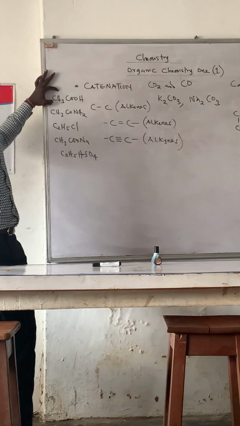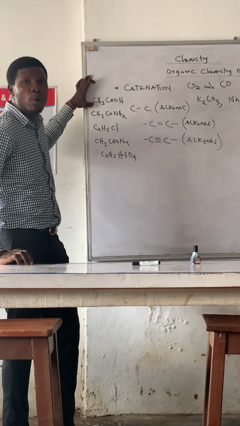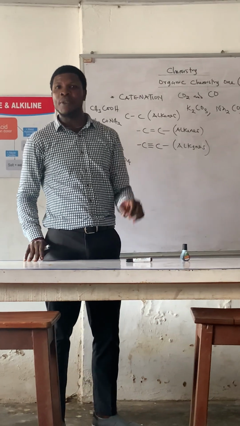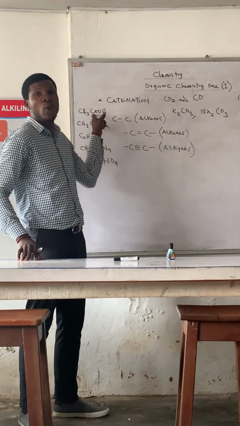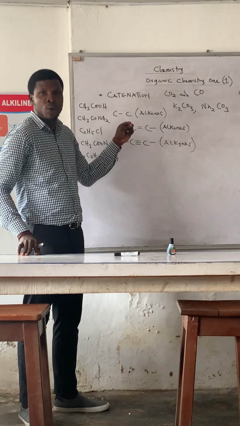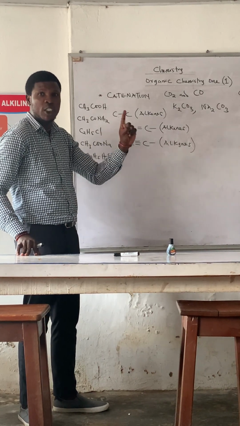Here, this compound is called ethanoic acid, which is probably what is obtained from vinegar. You get it? It's called ethanoic acid, and the source is called vinegar.